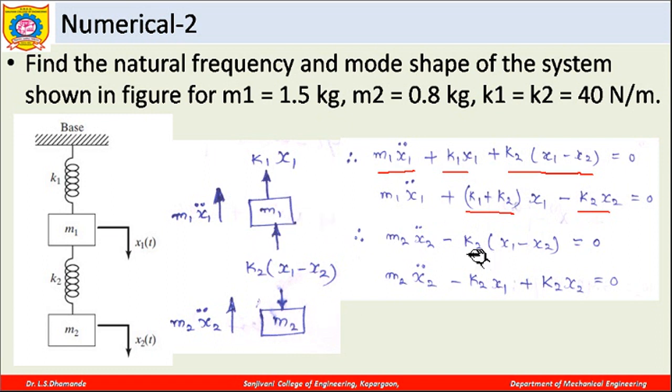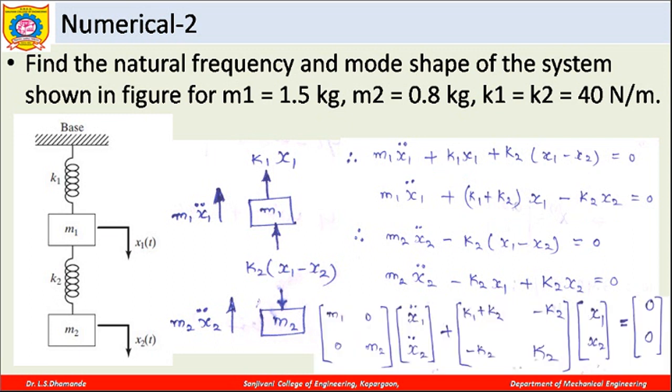Now from the second free body diagram, I will again express the addition of these two forces, multiplying k2 into x1 and k2 into x2. So this is m2 x2 double dot minus k2 x1 plus k2 into x2. Now I will express these equations in matrix form. The mass matrix will be a diagonal matrix having diagonal elements only, a square matrix, and the stiffness matrix again a square matrix, a symmetric one.